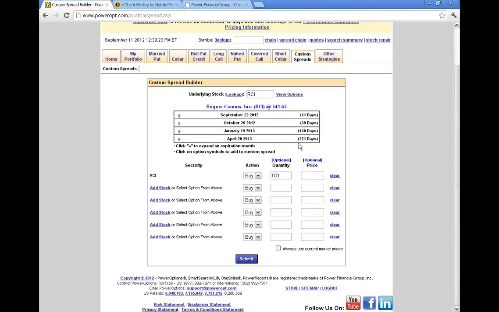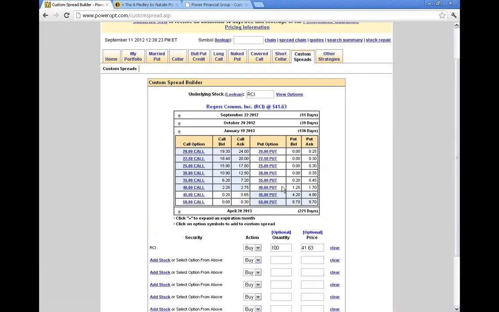I'm taking kind of a gamble here, because who knows what it's going to really do? Okay, 41.63. Now we're going to add a put. We want to go out to April here? Let's go out to January. All right, let's just go January. Very well. So click on January.